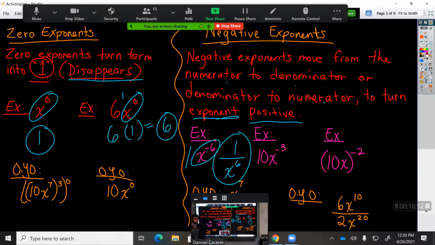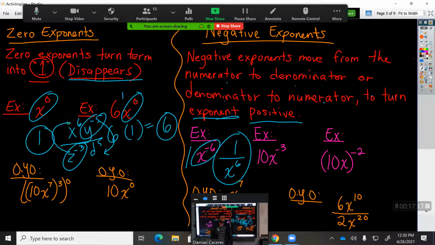That's it. So for example, let's say you had here x^6, y^-5, and here you have z^-3, d^5. What has a negative exponent? This one and this one. How do you make them positive? By moving this one to the bottom and this one to the top. If you move it, it turns positive. That make sense? Yes? All right.